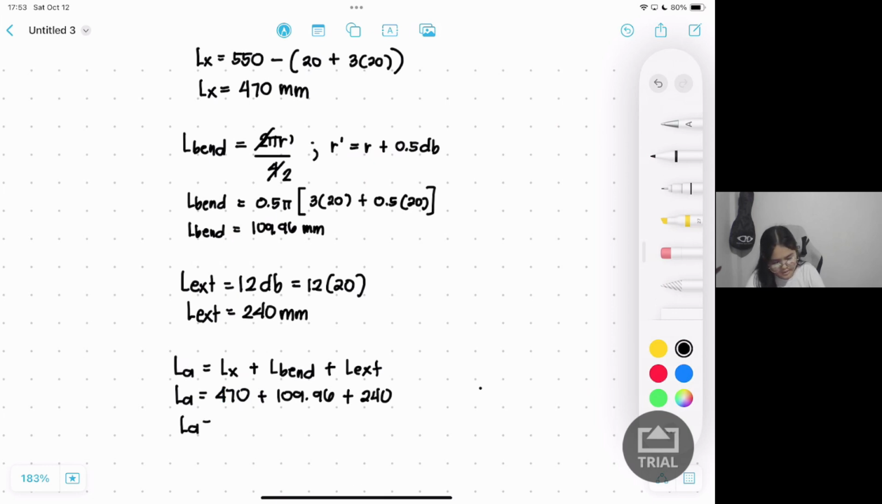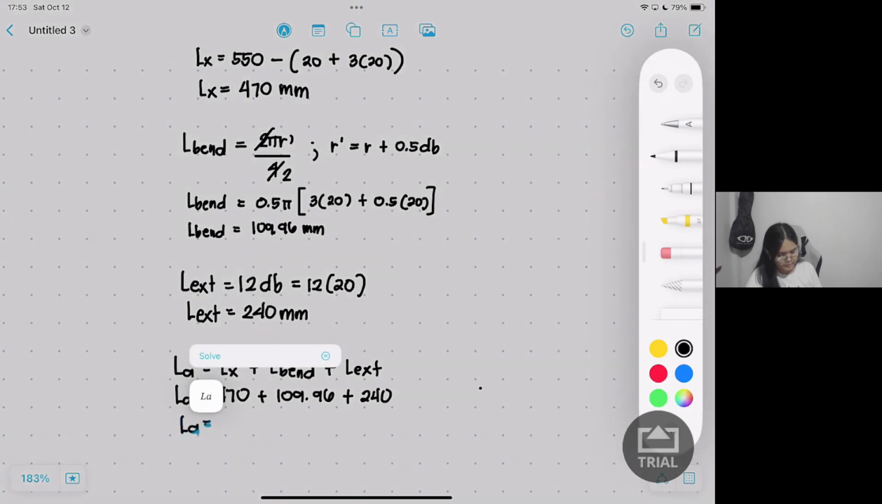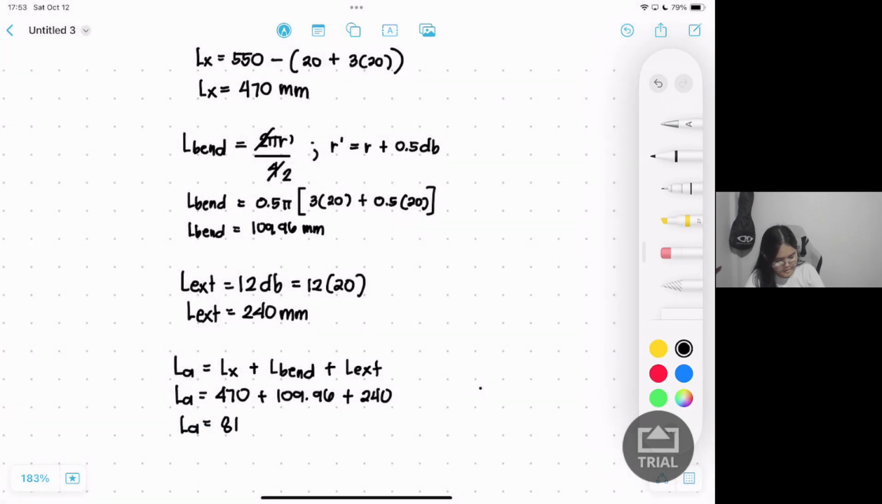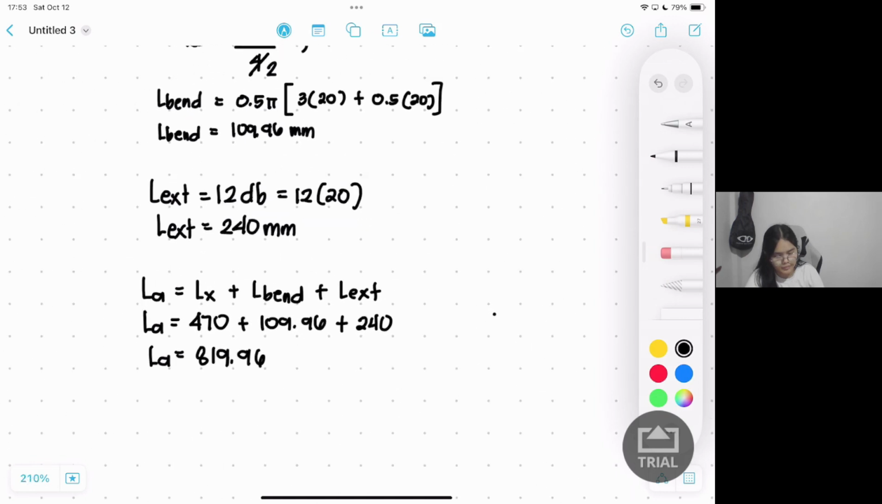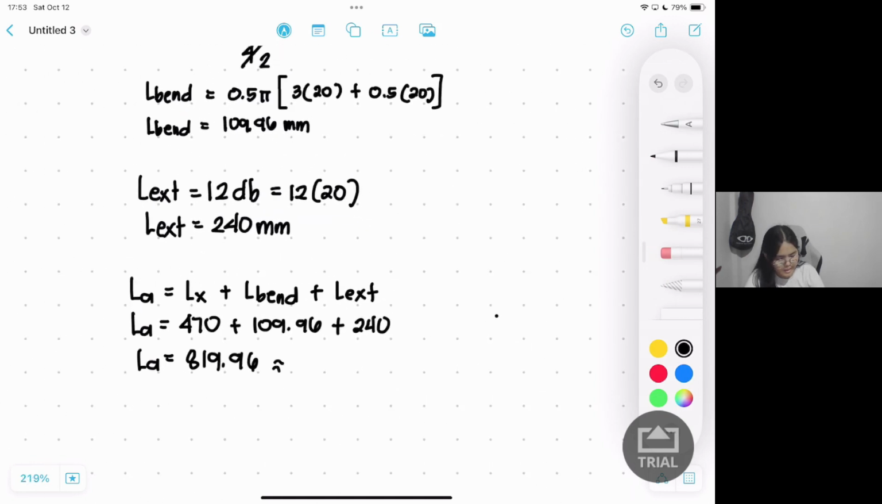Okay? So, kapag kinumpit nyo yan, ang makukuha nyo ay 819.96 mm. Okay? Or we can say na that is 820 mm. So, that is your final answer.